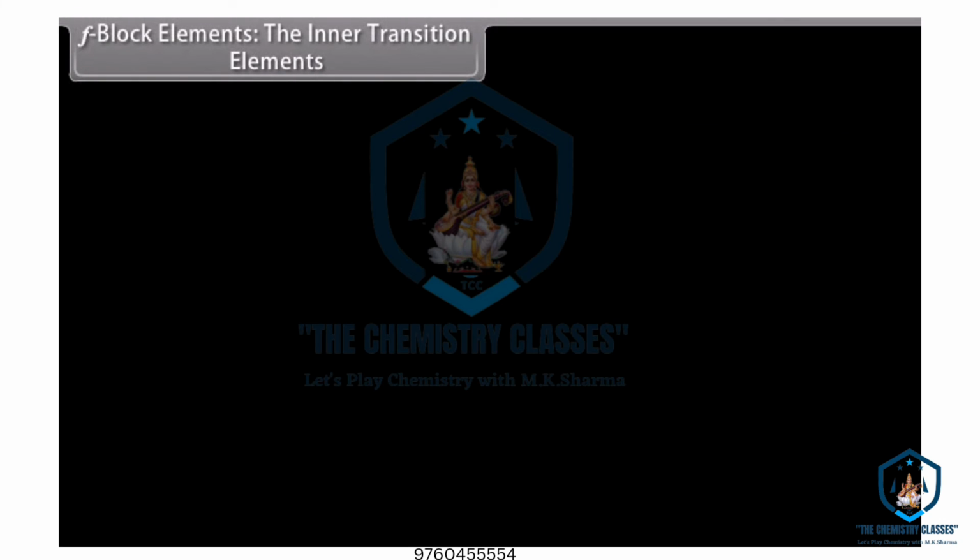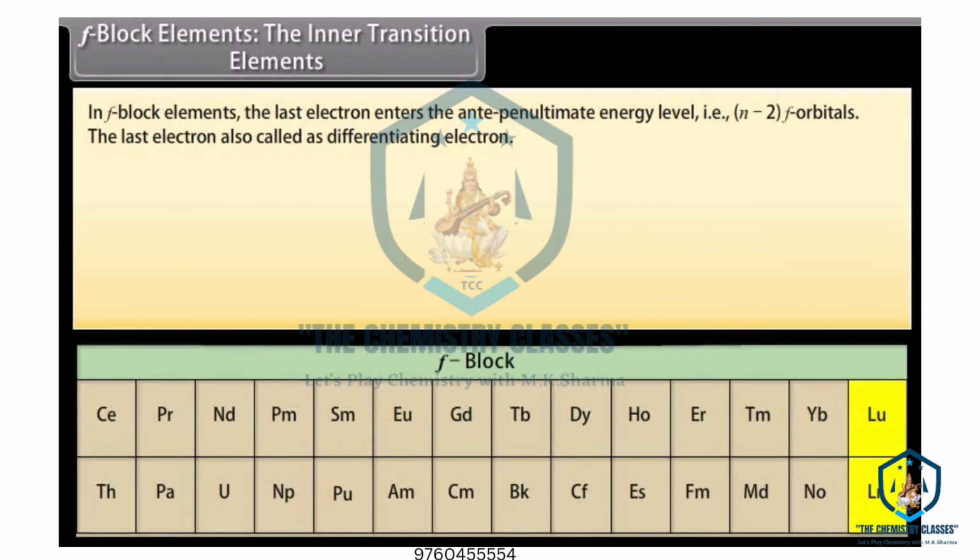F-block elements. The inner transition elements. In F-block elements, the last electron enters the antepenultimate energy level, that is (n-2) f-orbitals, where n can be 6 or 7. The last electron is also called the differentiating electron.